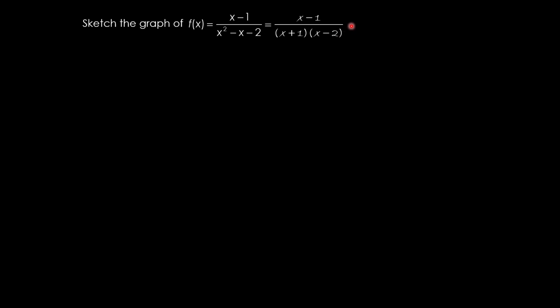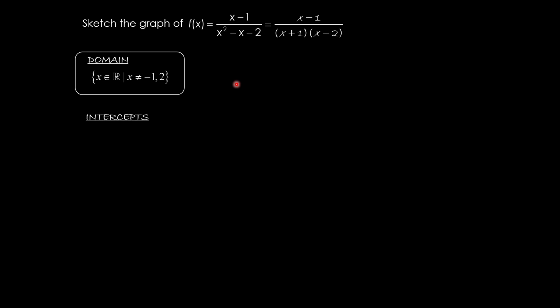So let's look at some characteristics, starting with domain. If we look at our function in factored form, notice that we can use any x values we want with a couple of exceptions. That is, we cannot use x values that make the denominator work out to 0, because we cannot divide by 0. Those x values would be negative 1 or positive 2. So our domain is x is an element of the real numbers such that x cannot equal negative 1 or 2.